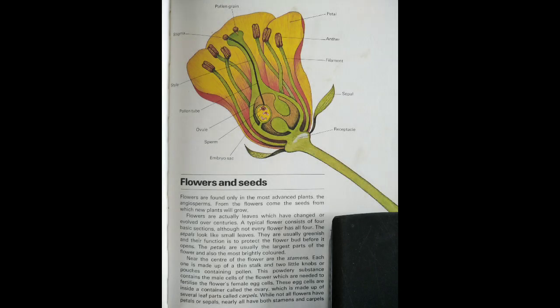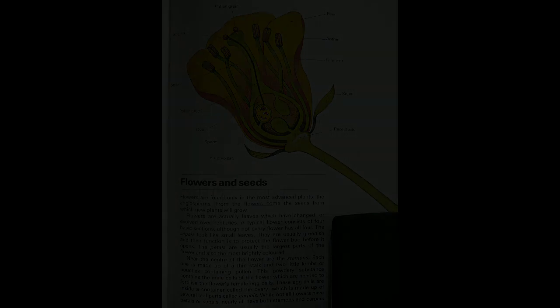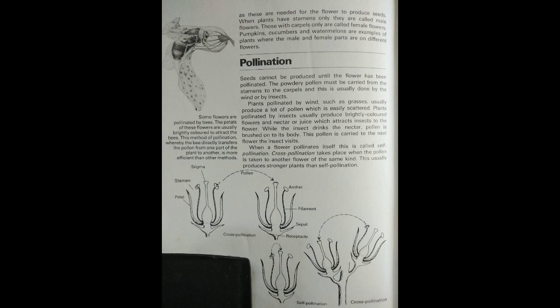This picture of the structure of a flower shows the pollen-bearing stamens, the male organs, and the ovary, the female organ, which contains an ovule. Thus, most flowers have significantly different male and female organs. Some flowers are pollinated by bees. The petals of these flowers are usually brightly colored to attract the bees. This method of pollination, whereby the bee directly transfers the pollen from one part of the plant to another, is more efficient than other methods.